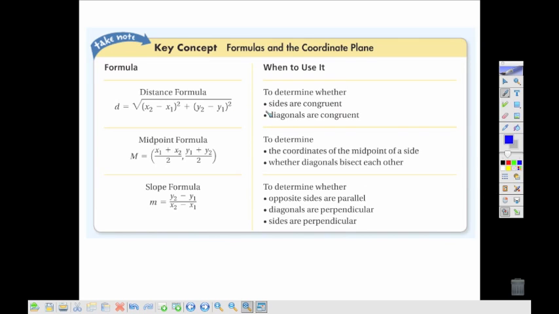We want to use the distance formula when we want to find when sides are congruent or diagonals are congruent. We use the midpoint formula for looking for diagonals bisecting each other, or else sometimes if we want to find the midpoint of a side for things like midsegments. The slope formula is going to be used to decide if things are parallel or perpendicular.